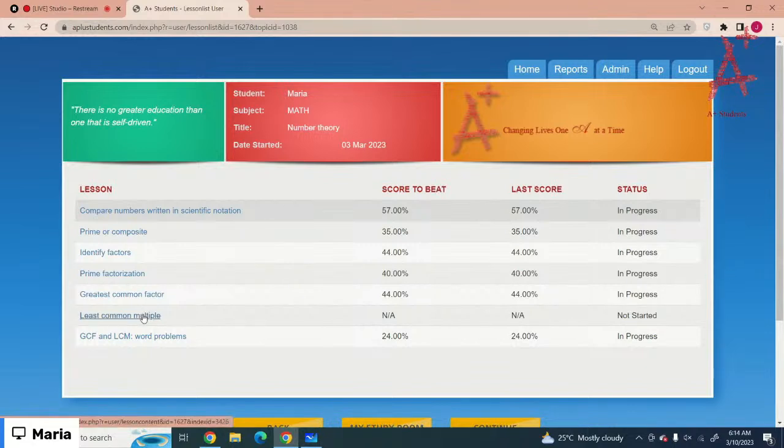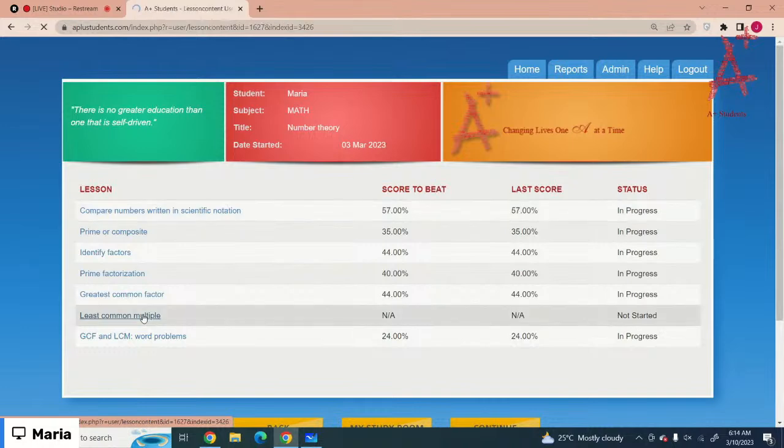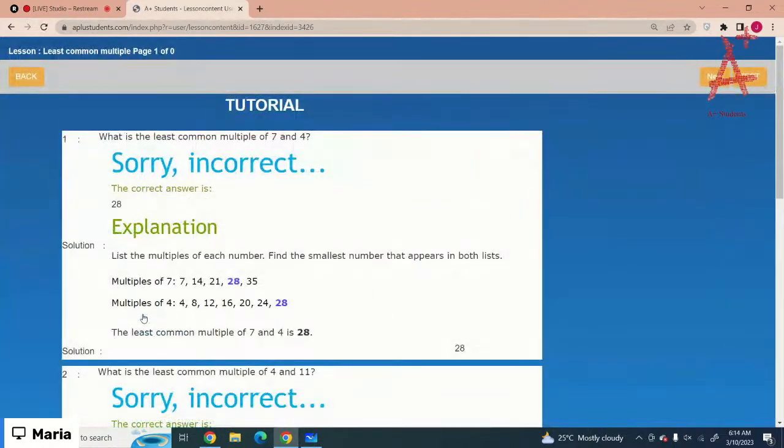Oh, we forgot a lesson from the chapter, that is least common multiple. So let's just start with the least common multiple. What is the least common multiple of 7 and 4? We have to make the list of the multiples and find the smallest number that appears in both lists. Got it?